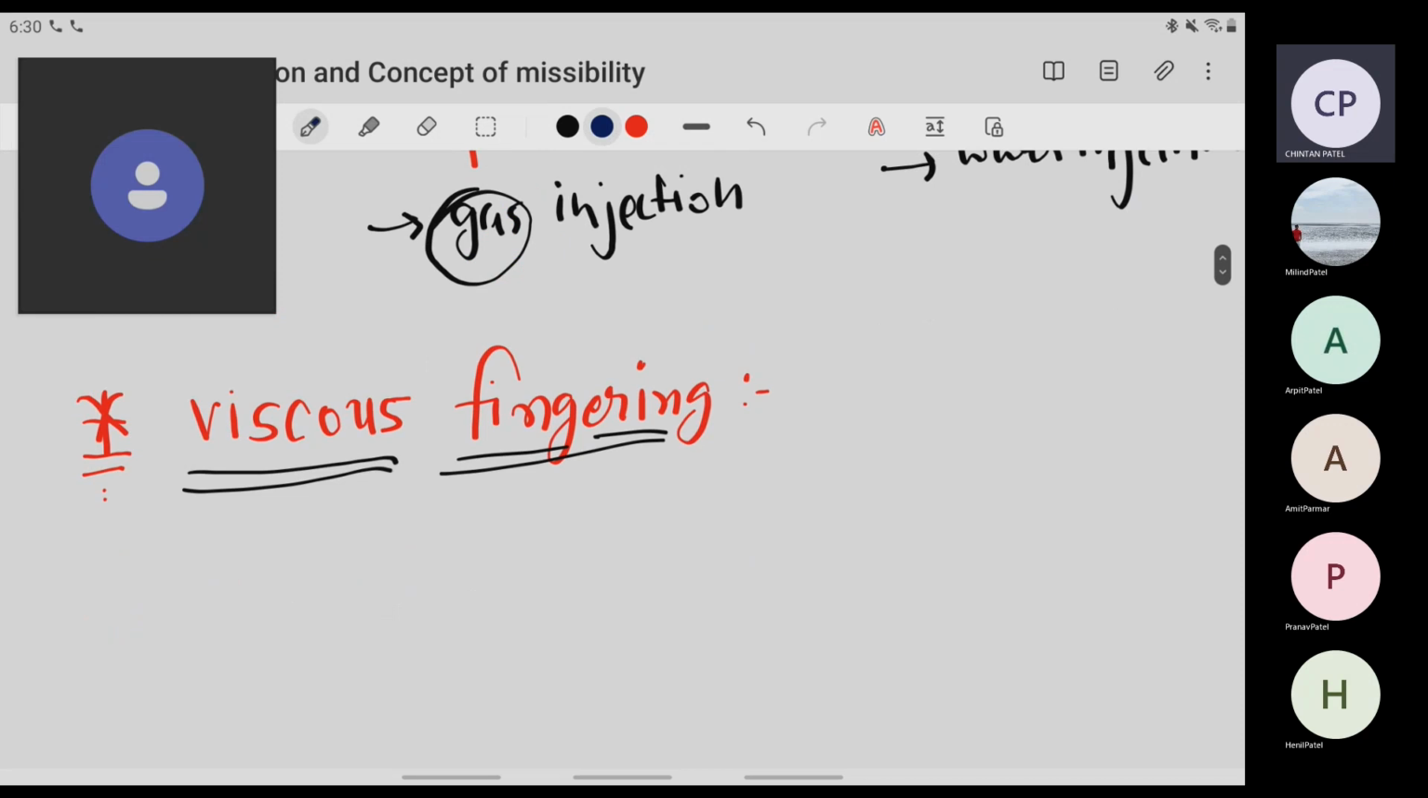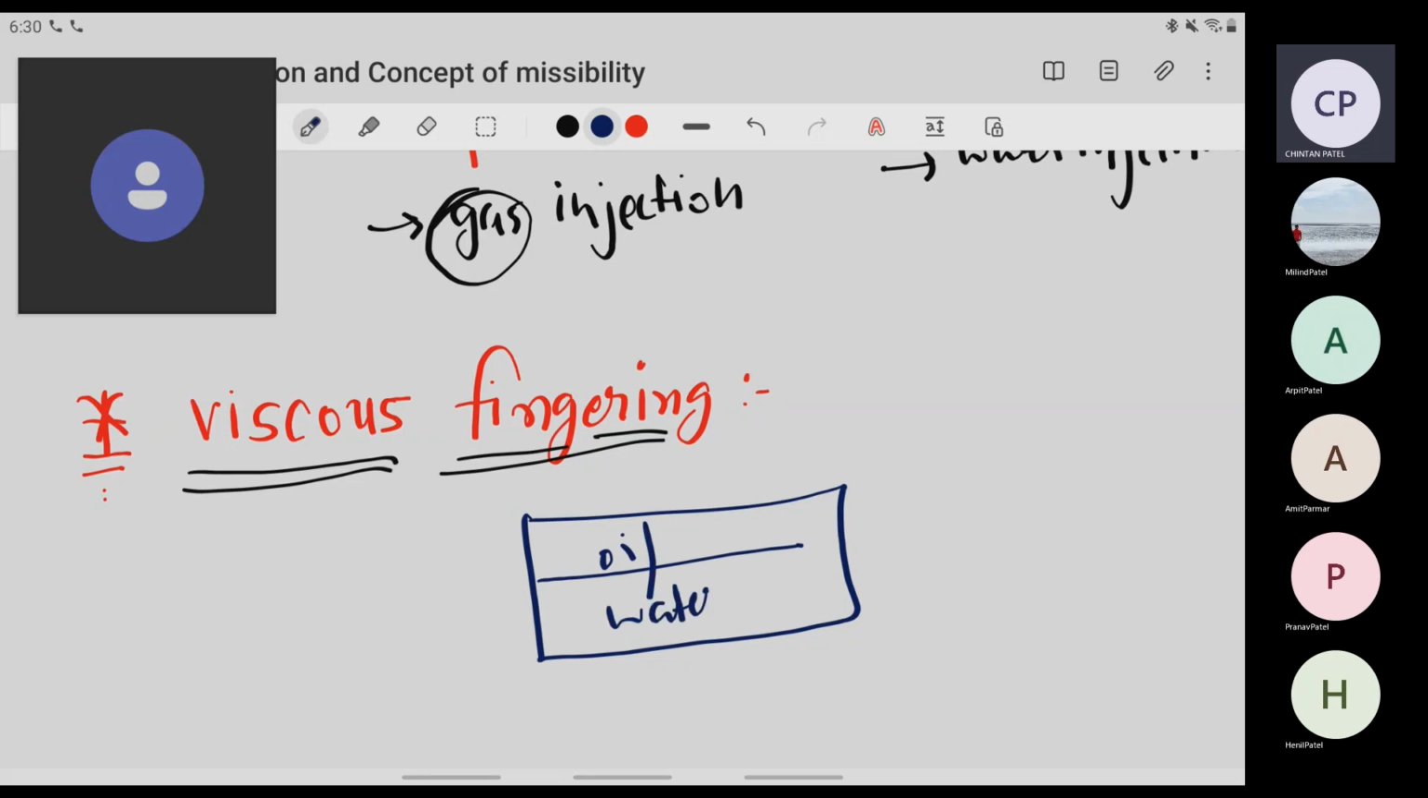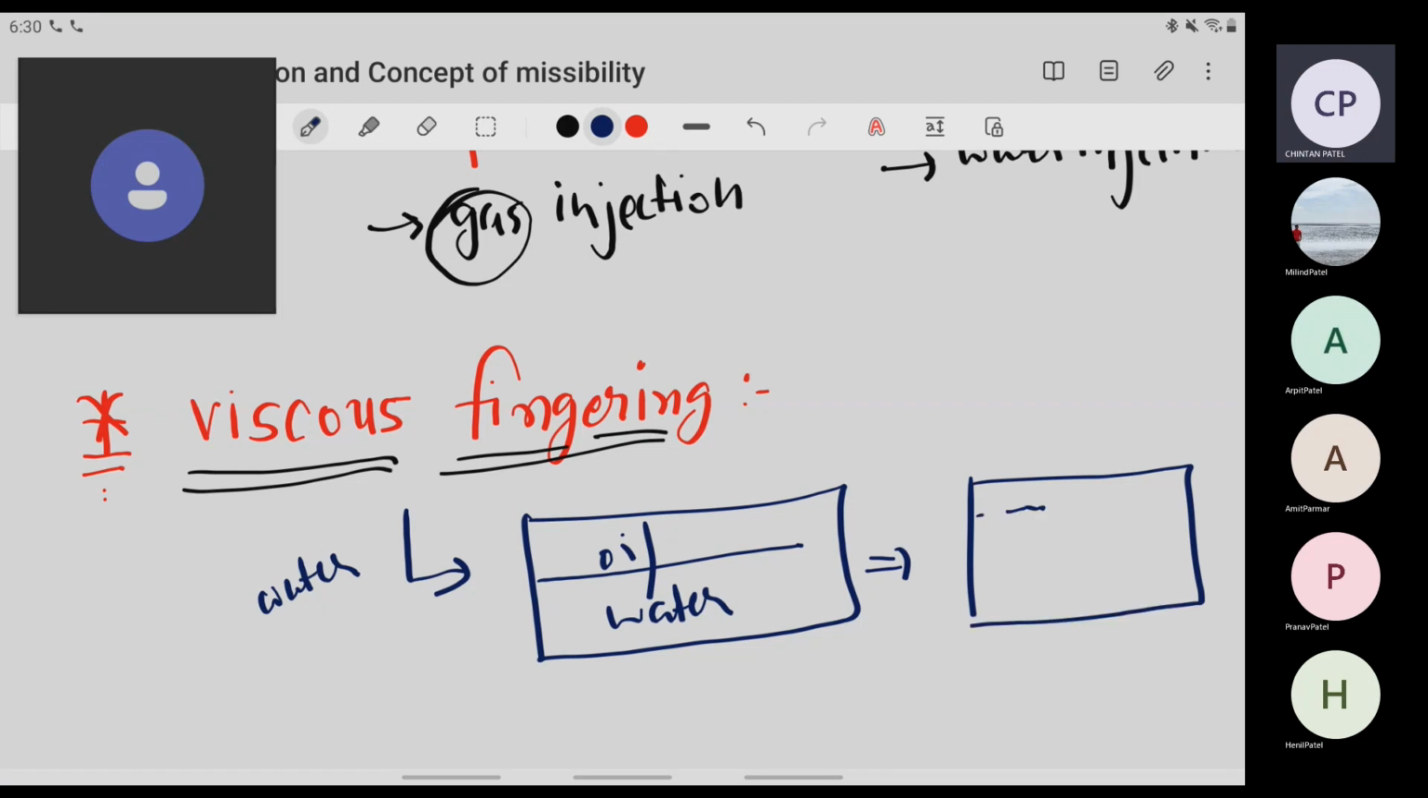So first of all, what is fingering here? Fingering means nothing. Let's suppose this is the area. We have oil here and we have water here, and we are injecting water also. It starts to change like this. It creates a front, and from this front it pushes the oil, and water is behind this. So it tries to cover maximum area as possible.